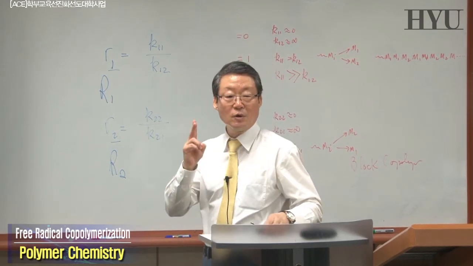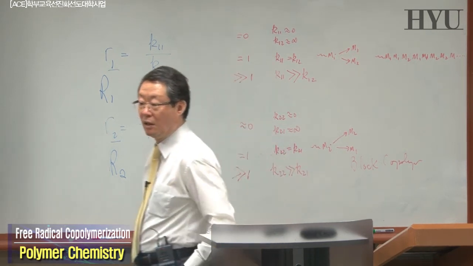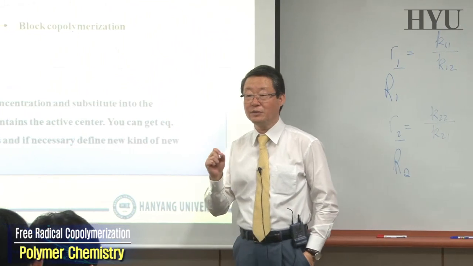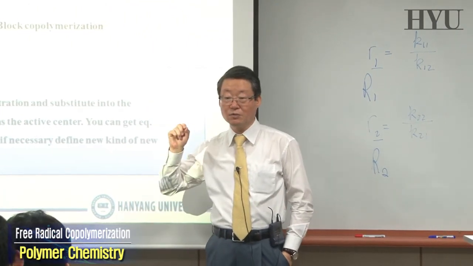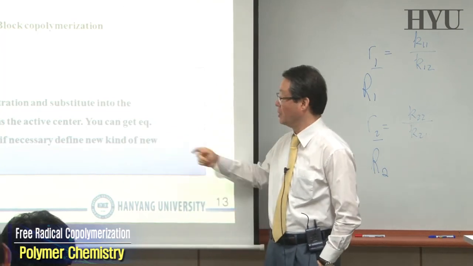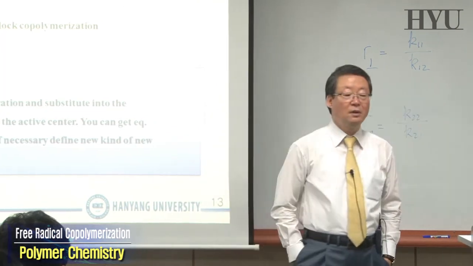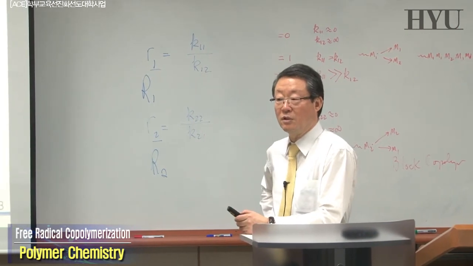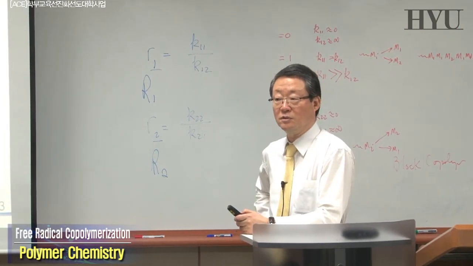So I have two homeworks today. The first one is you can derive this large F1 in terms of R1 and R2 and small f1. The second one is you can derive the radical reactivity ratio in terms of radical concentrations rather than monomer concentrations.